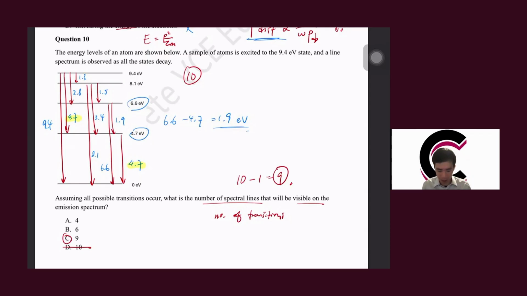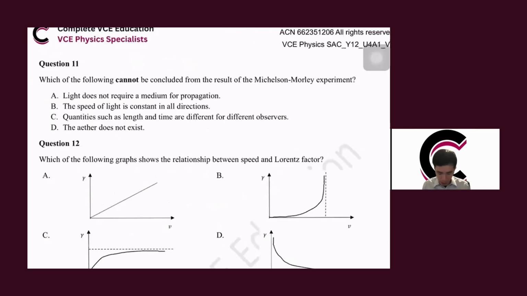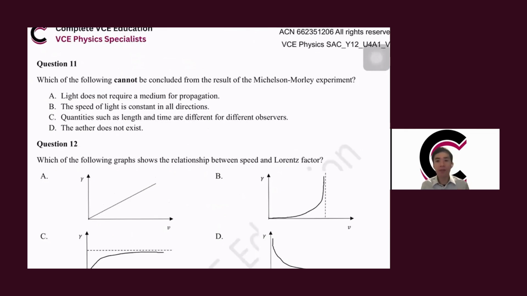Question 11, let's move on. Which one of the following cannot be concluded as a result of the Michelson-Morley experiment? So two conclusions for the experiment. One, aether does not exist. There's no aether.